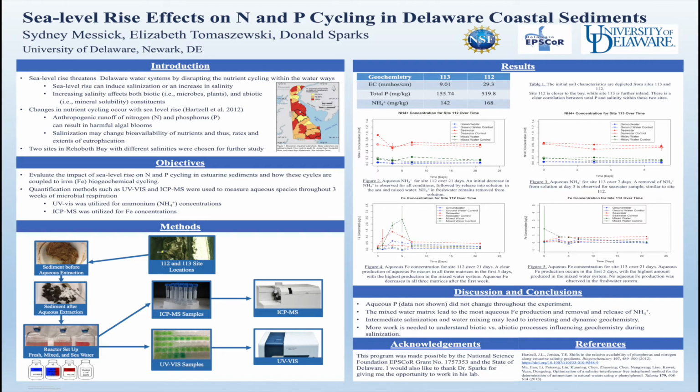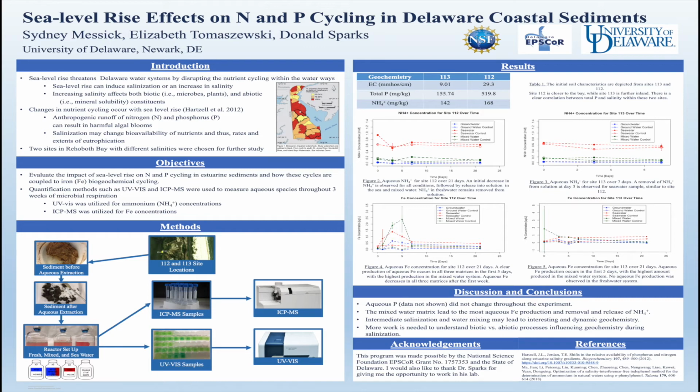Next I want to look into the iron concentrations. There's a clear production of aqueous iron occurring in all 3 matrices in the first 5 days, with the highest production in the mixed water sample, and aqueous iron decreases in all 3 matrices after the first week in the 112 data.